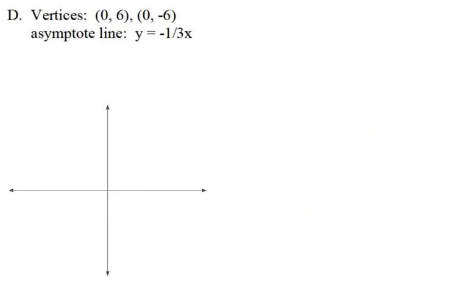Moving on, example D. We've got two vertices here, (0, 6) and (0, negative 6). That means that our center is (0, 0), the point right between those two vertices. That means that a is 6.